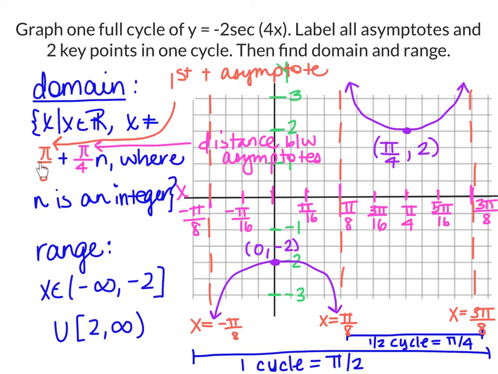So that becomes pi over 8 plus pi over 4n, where n is an integer. So that means that you start here and either 1/4 this way or 1/4 that way, however many times. That means that that is an asymptote. So x cannot occur there. And then for range, it's going to be negative infinity up to negative 2 inclusive, and then it starts back up at positive 2 and goes to positive infinity.